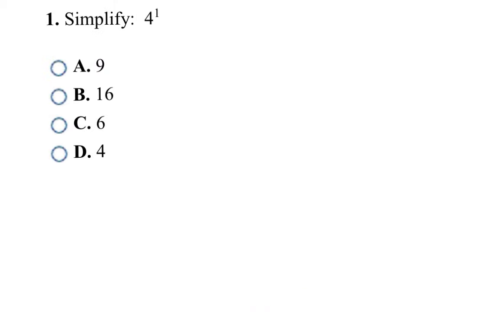This first question is: simplify 4 to the 1st power. So that means I'm going to take 4 and multiply just the one 4. So that means I'm just going to have a 4, and that makes my final answer D. Anything raised to the 1st power is just itself. So you can write that down in your notes.